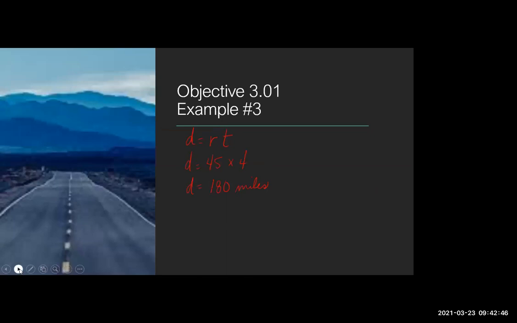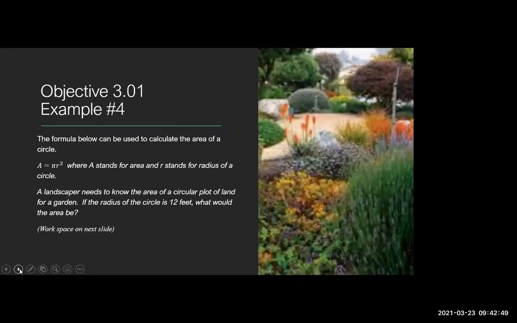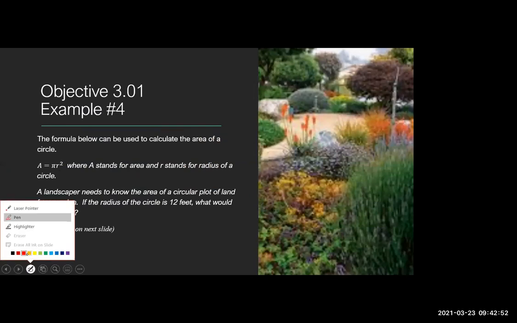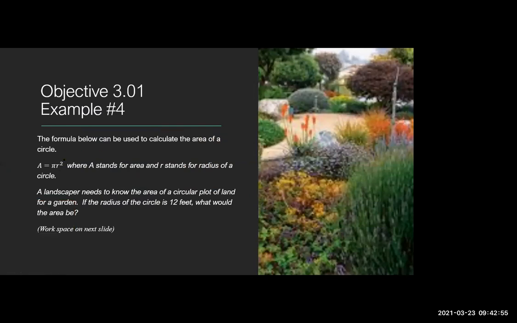Let's look at our next formula. This one can be used to find the area of a circle. Area equals pi r to the second, where A is area and r stands for the radius of the circle. Just remember some terminology: radius is from the center to the edge. This is the radius. So let's look at our problem. A landscaper needs to know the area of a circular plot of land for a garden. If the radius is 12, what would the area be?